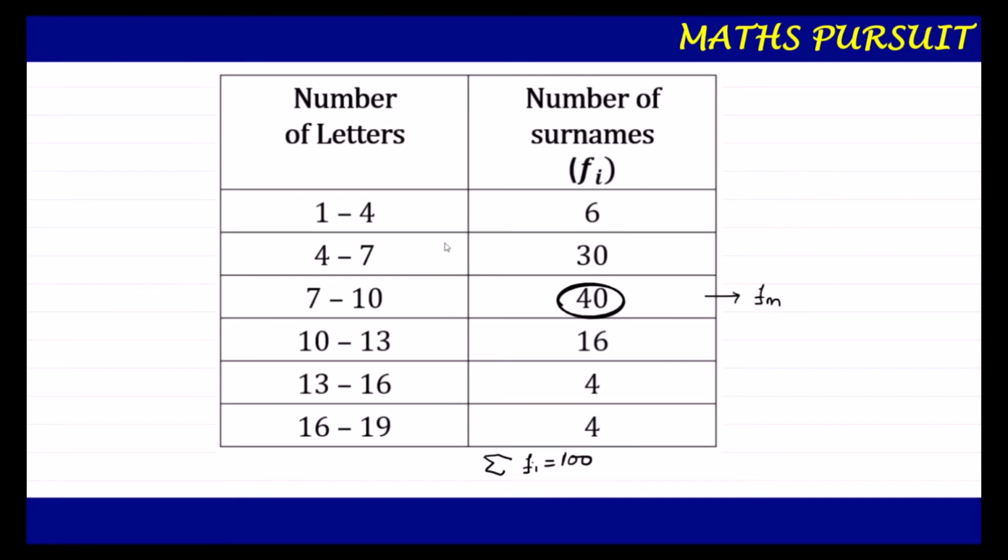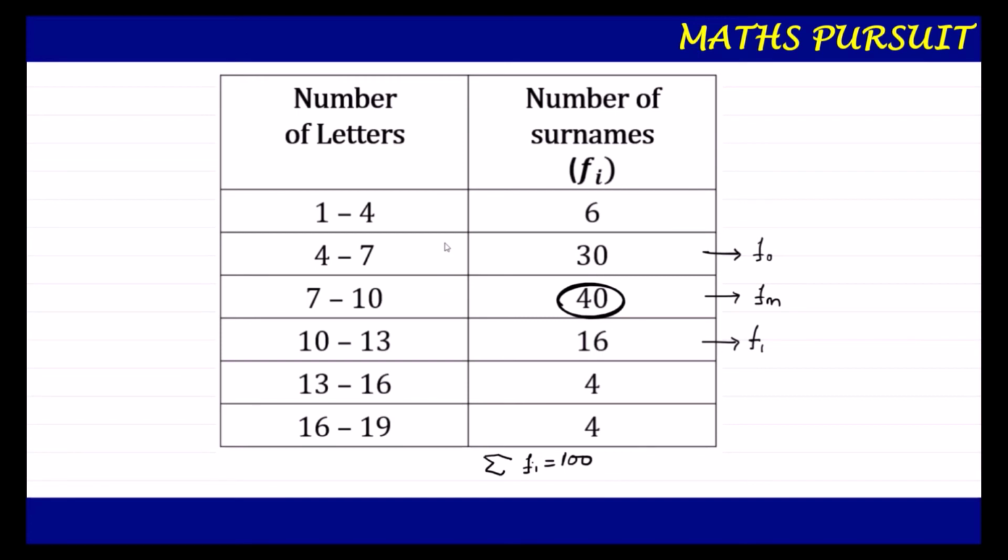Now, after finding the modal frequency, it becomes easier to find F0 and F1. F0 is the frequency just preceding the modal frequency, which here is 30, and F1 is the frequency just succeeding the modal frequency, that is 16. So the best way to determine F0 and F1 is to first find the modal frequency, which is the frequency that occurs the maximum number of times.